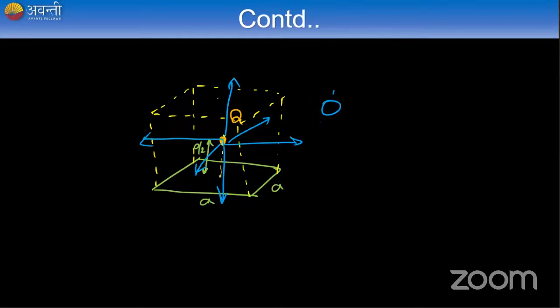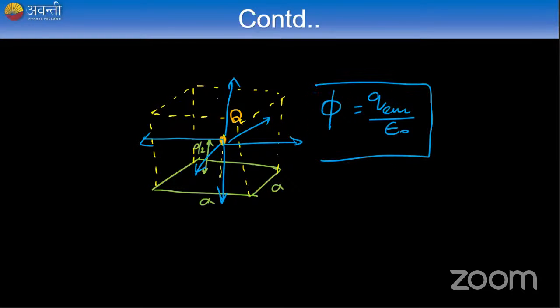The total flux phi will be given as phi equals Q enclosed by epsilon naught, from Gauss's law. So what is the value of flux due to only one of the faces? What is my flux if my charge is emitting electric field in all 6 directions, through the 6 faces of the cube?